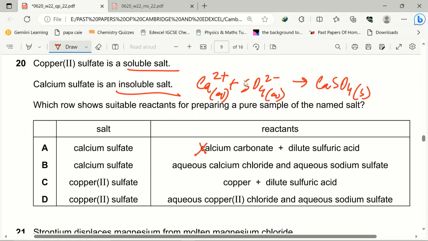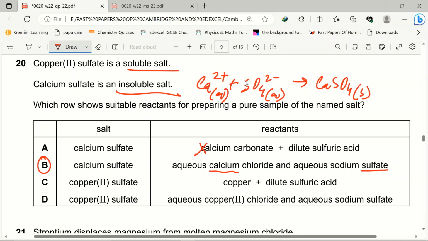Calcium carbonate is insoluble itself, so you cannot make calcium sulfate using calcium carbonate and dilute sulfuric acid. Next, aqueous calcium chloride. We have the calcium 2 plus ion here in calcium chloride, and we have aqueous sodium sulfate, so we have the sulfate ion here. Calcium 2 plus ion and sulfate ion will react together to form calcium sulfate. So B is a correct statement.